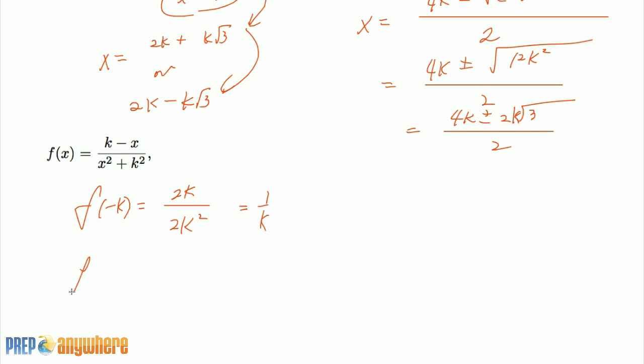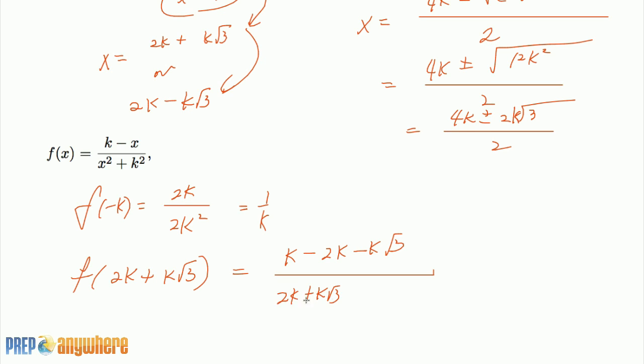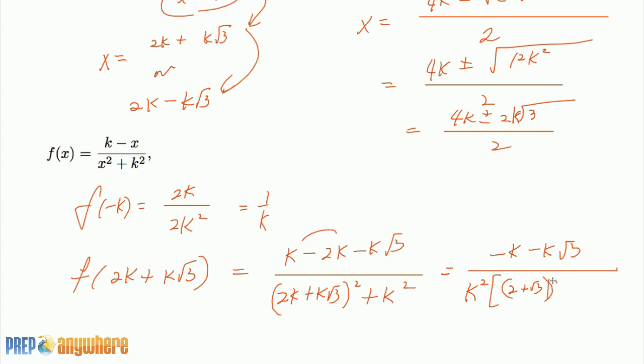Okay, let's plug in now 2k plus k root 3. So you get k minus 2k minus k root 3, all over 2k plus k root 3 squared plus k squared. So that gives you a minus k root 3. A lot of k's here. From the bottom, I can actually factor out a k squared. If you factor out k squared, I get a 2 plus root 3 squared plus 1.